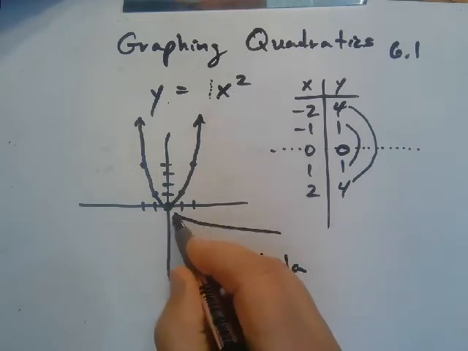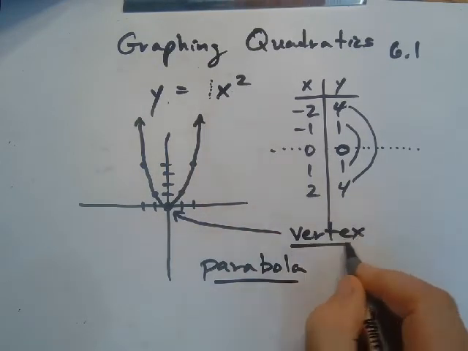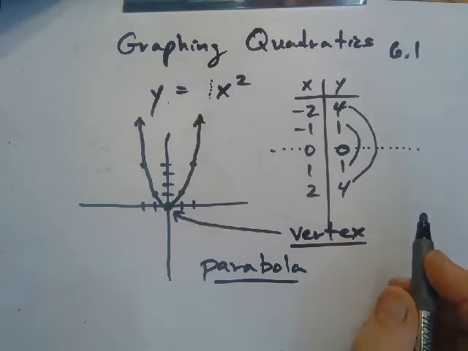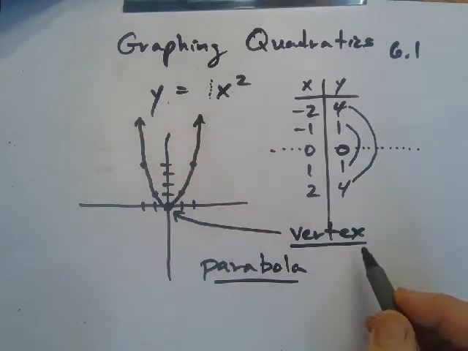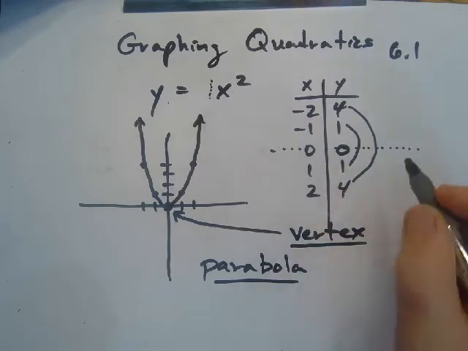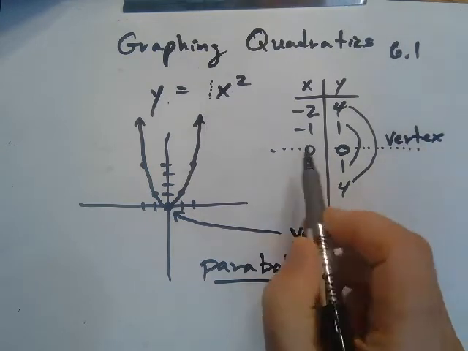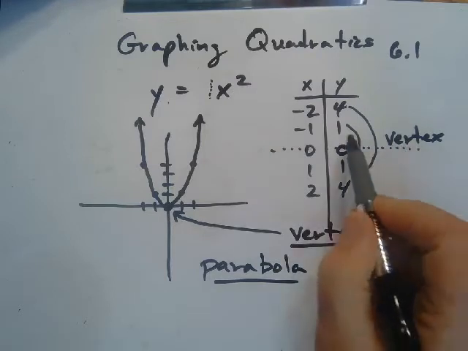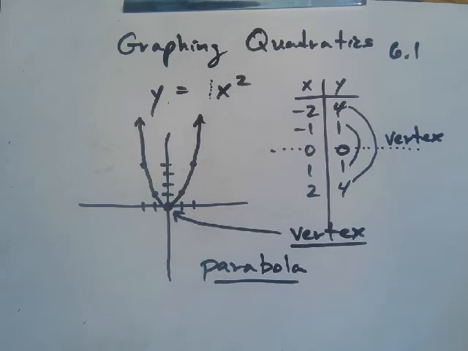Well, this place right here at the bottom where the graph turns around is called the vertex. Just like the vertex on polygons, it's a place where these two curves meet. That's called the vertex. And what's going to be critical as we go to graph these is that we know what that vertex is, because if we do, we can graph some symmetry around that vertex. If we don't know the vertex, we're just kind of guessing at our numbers.